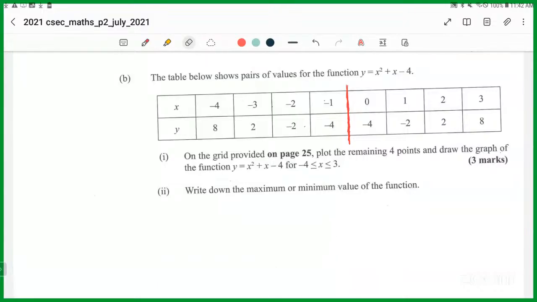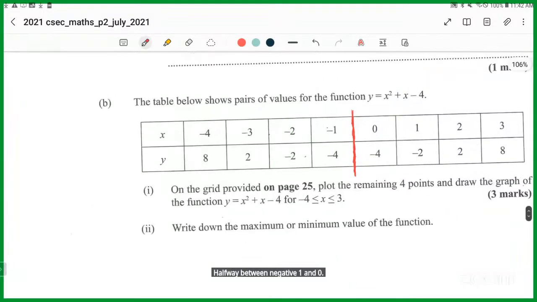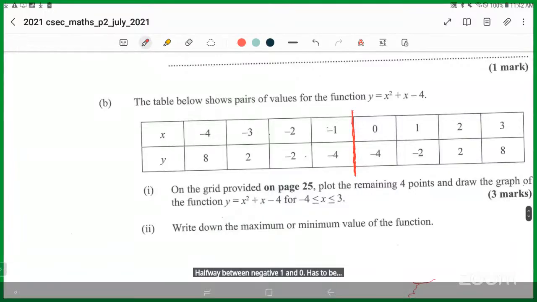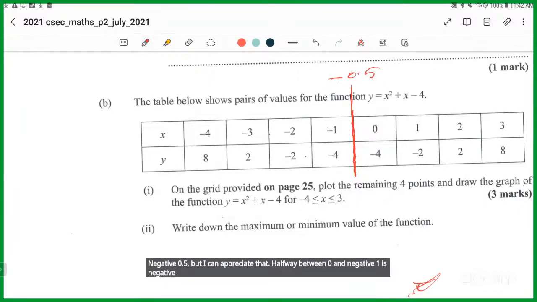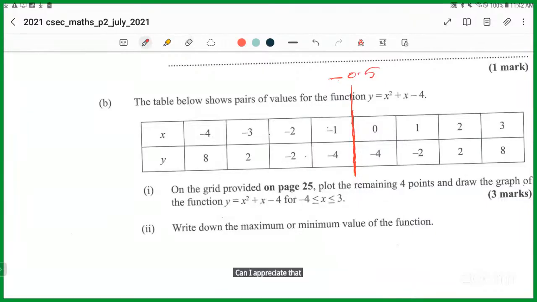Halfway between -1 and 0 has to be, let me put it up here, -0.5. Halfway between 0 and -1 is -0.5. Can I appreciate that, students? Yes, sir. Good. So without calculating xt, I could know that this is the x value of the turning point.